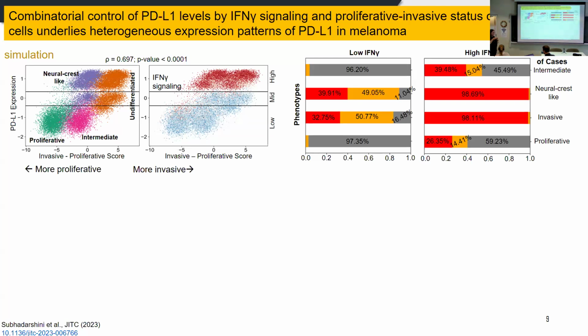Now we wanted to segregate these two axes, and we devised two situations. One where you have a low interferon gamma regime, and one where you have a high interferon gamma regime.